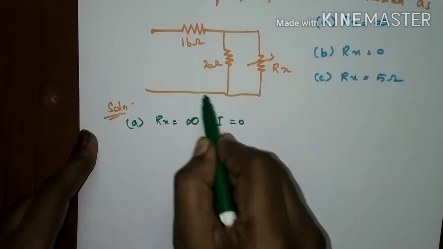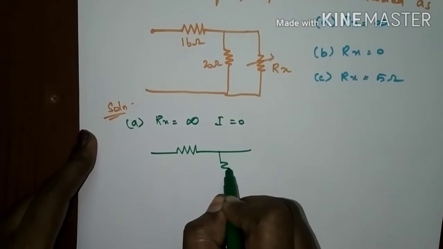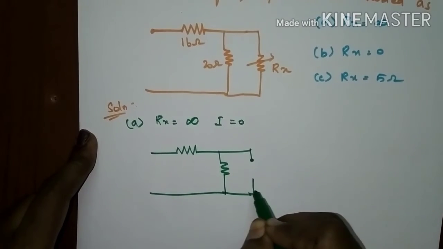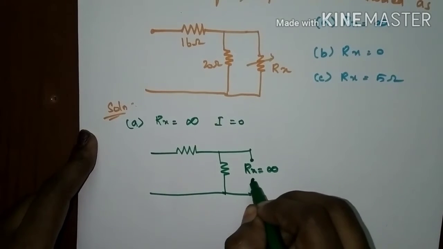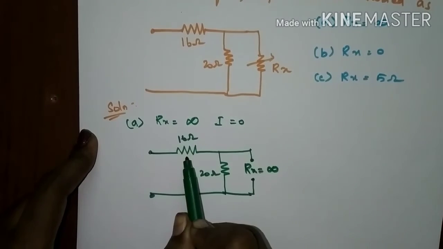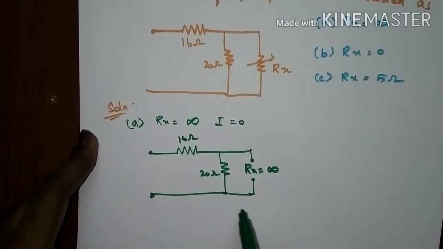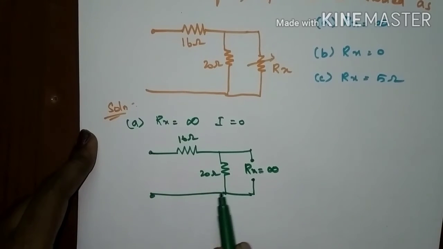So, we can represent the circuit as open circuit in Rx if resistance is infinite. So, Rx is equal to infinite, your current won't flow here. Now we can find these two resistors are connected in series, 16 ohms and 20 ohms. This resistance has the maximum value so that the current won't flow. So this circuit will be finished by finding this resistance alone.